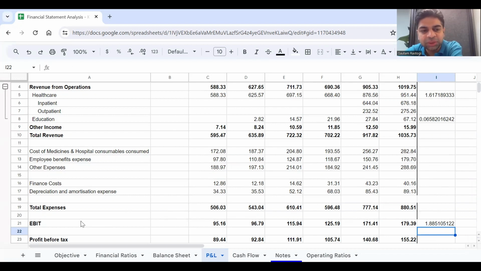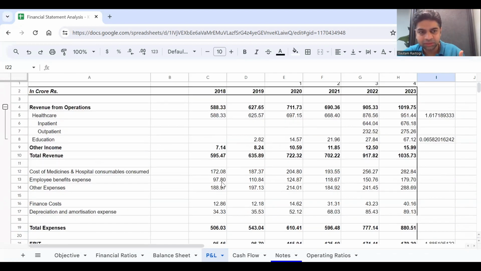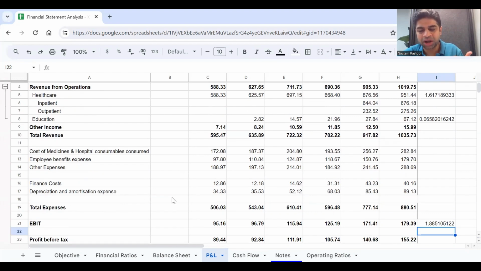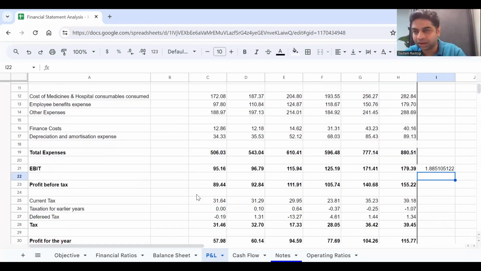Earnings before interest and tax is your sales from operations, minus your direct and indirect costs, and minus your depreciation and amortization. Again, I'll get to what indirect costs are when we get to financial ratios. Right now we're just doing a quick scan.